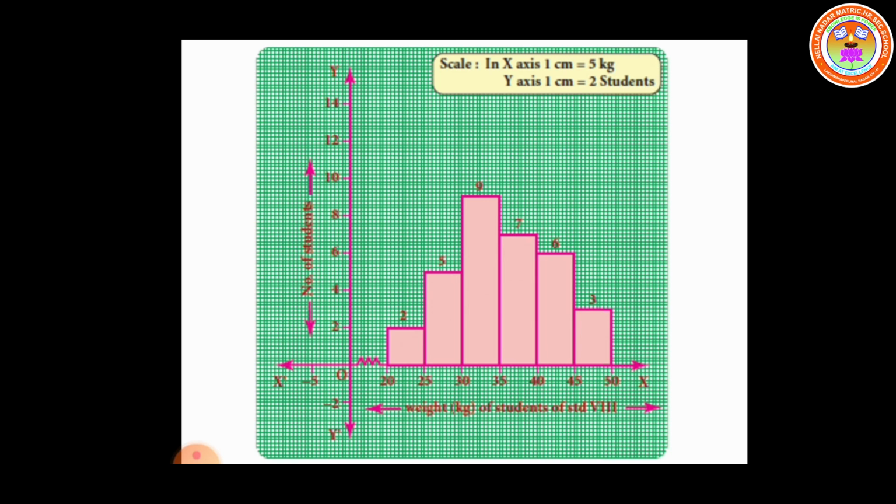Fourth question. How many students are obese? Obese means more than 45 kg. So more than 45 kg means 45 to 50. Just 3. So your answer is there are 3 students who are obese.